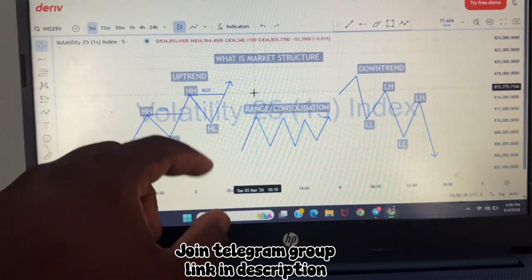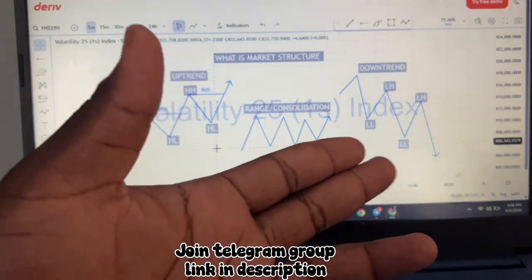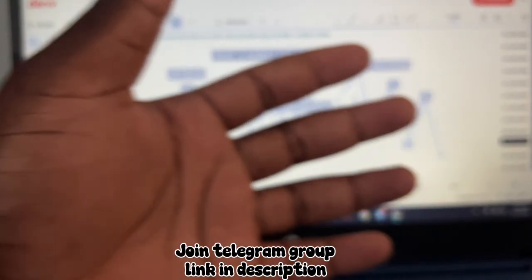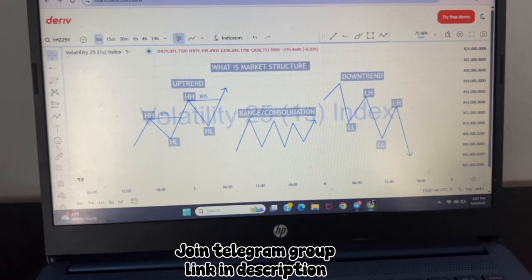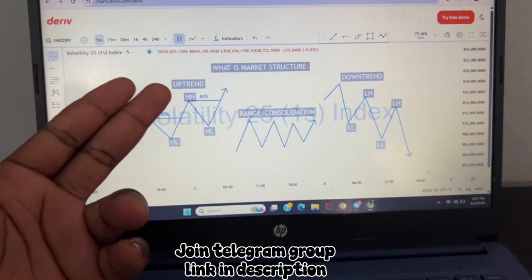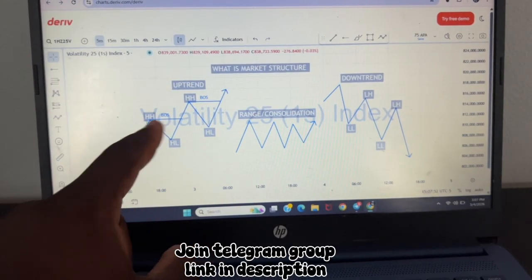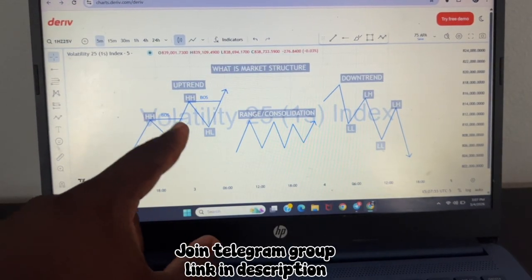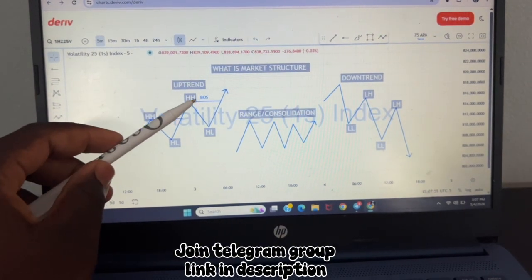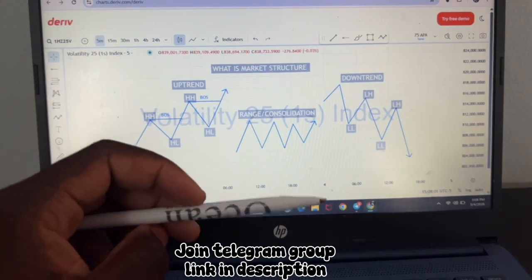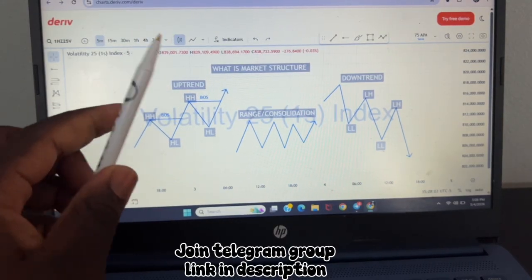Right here on my chart, I have a few examples of all three things the market does. An uptrend, as I said, is when the market is making higher highs and higher lows: higher low, higher high, higher low, higher high. To identify a valid uptrend, you get what is called a break of structure.